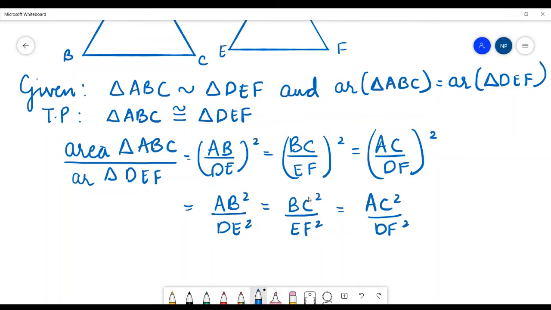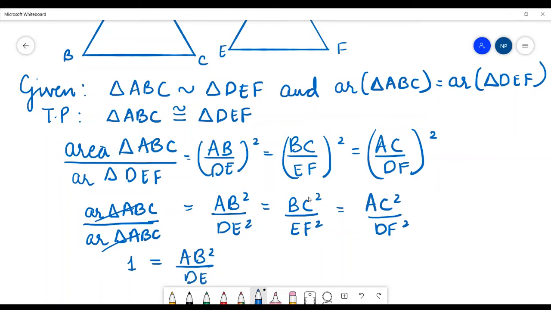Yes. So over here, we can write area of triangle ABC upon area of triangle ABC. We can write this because area of triangle DEF is equal to area of triangle ABC. This on simplification will become 1, because both the areas are equal. So you have over here the ratio is equal to 1, which is equal to AB square upon DE square, BC square upon EF square, which is equal to AC square upon DF square.